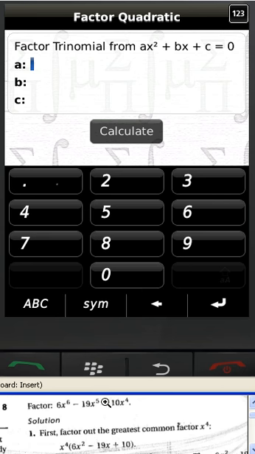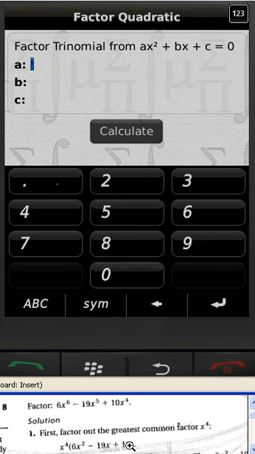So the first step will be the same first step that we would do if we were solving this by hand. We'll factor out the greatest common factor, which is x to the 4th. So the x to the 4th will come out front, leaving 6x squared minus 19x plus 10 as a trinomial inside the parentheses. So we want to factor this part here using the MathPac.